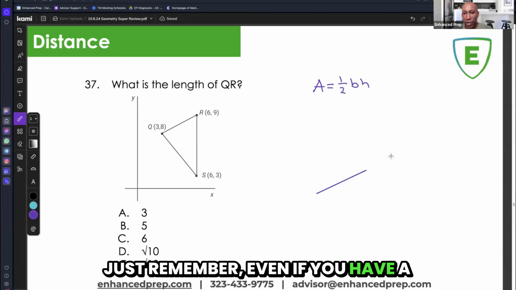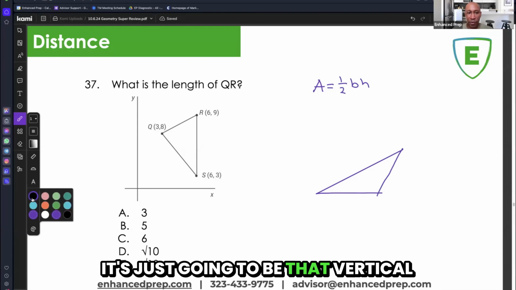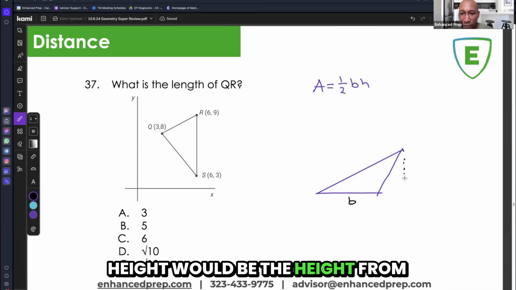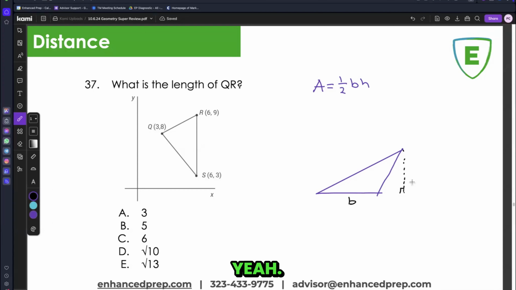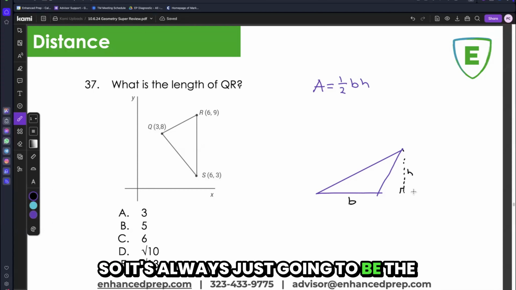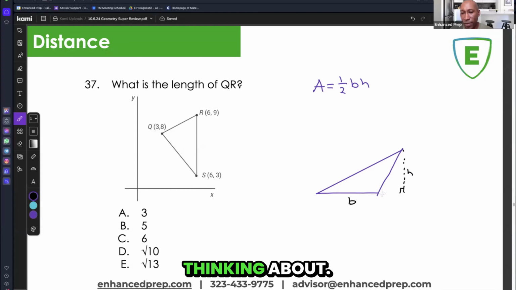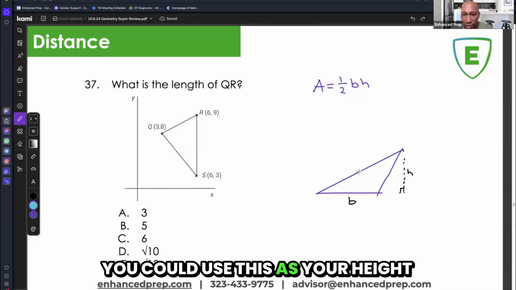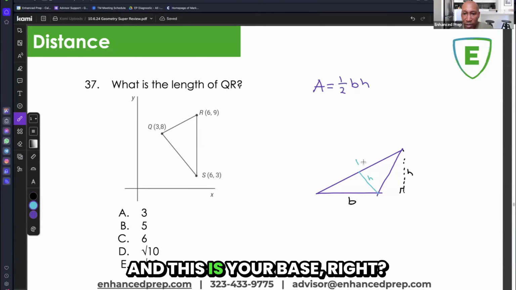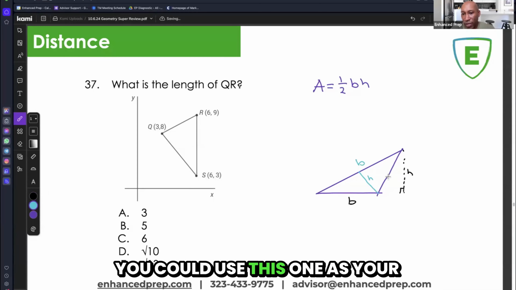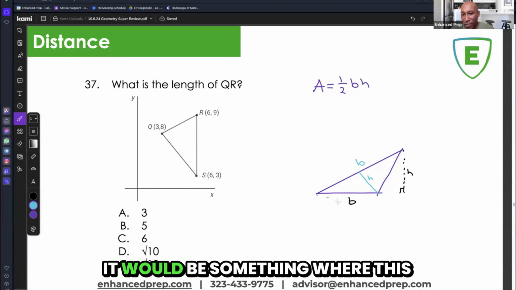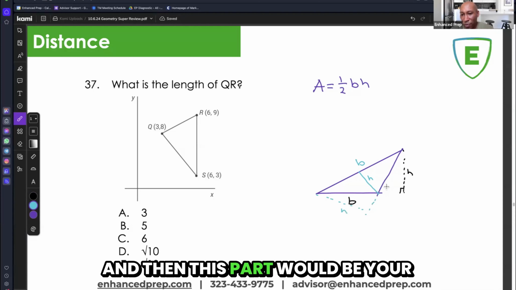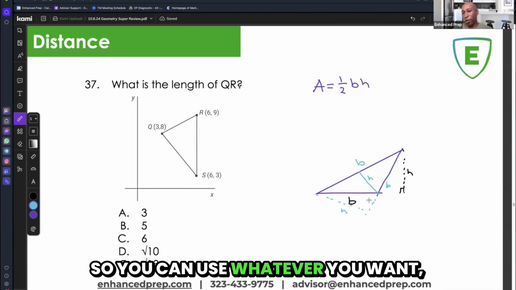Even if you have a triangle that's like this, it's going to be that vertical height. So this would be your base, and your height would be the height from this down to this part. It's always the perpendicular height you're thinking about. You could use this as your height and this as your base, or you could use this one as your height and that one as your base. You can use whatever you want.